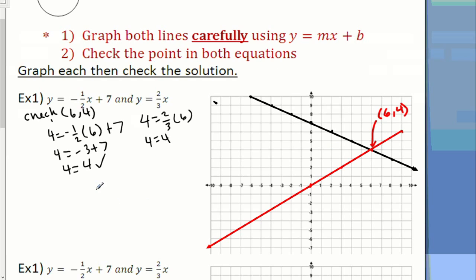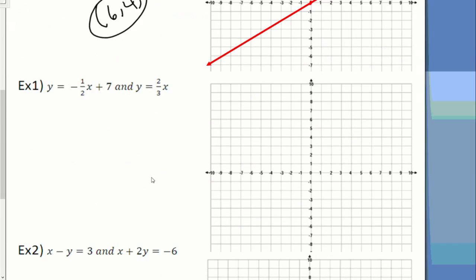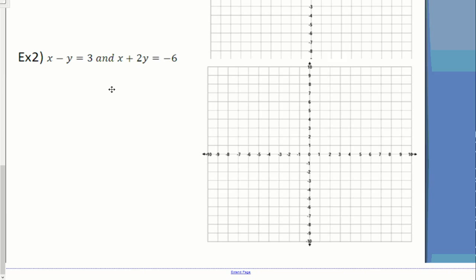What's my answer? I do all that work. My answer is 6, comma 4. That is my answer. Okay? Seems pretty simple, right? It's not hard. If you know how to graph already, this is not going to be hard for you. All right, so let's do another example.